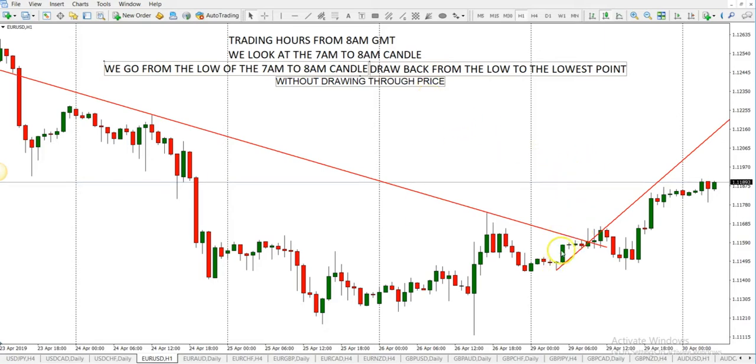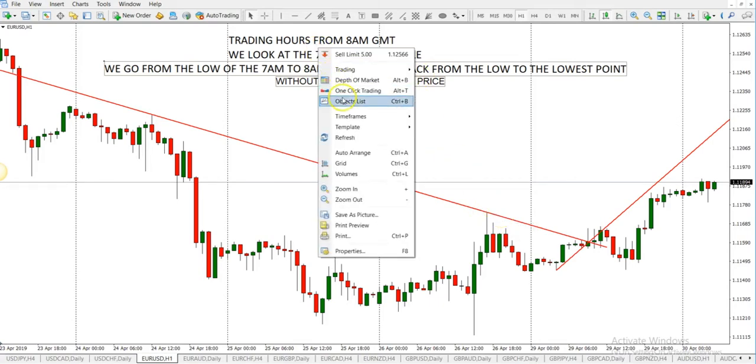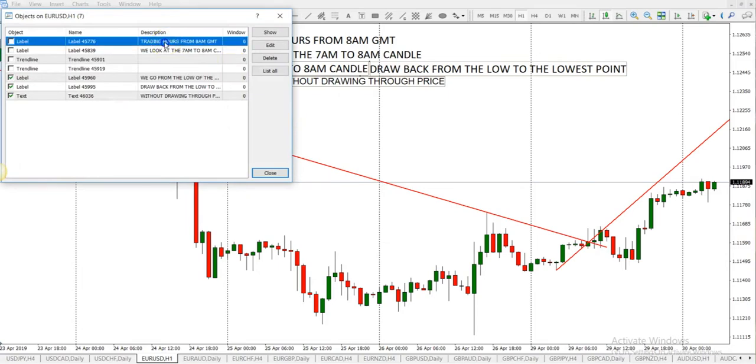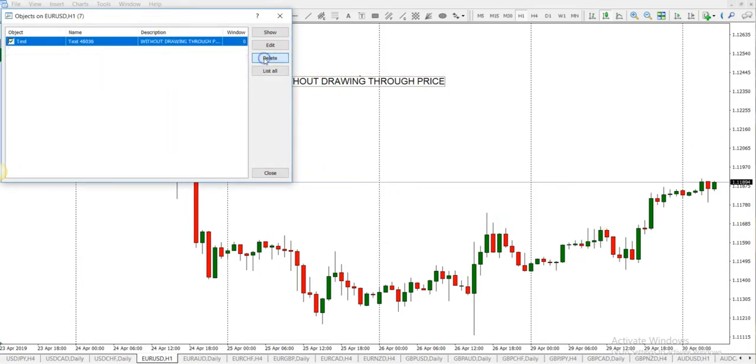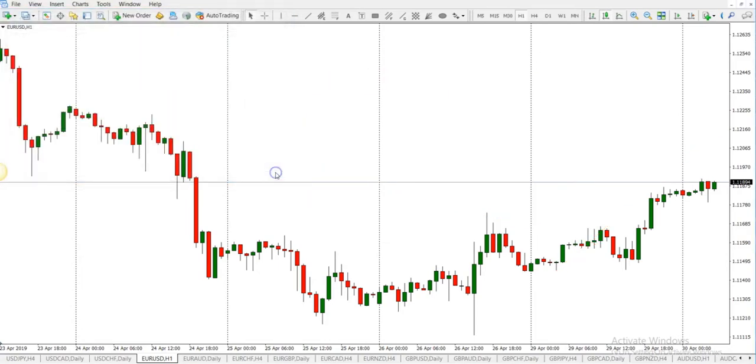You can see here we went from the low and we didn't draw through price. The lowest point is here. The highest point we can see without drawing through price is here, and we hold that. I'm just going to delete these objects now, and the entry. Sorry, I deleted all of them.